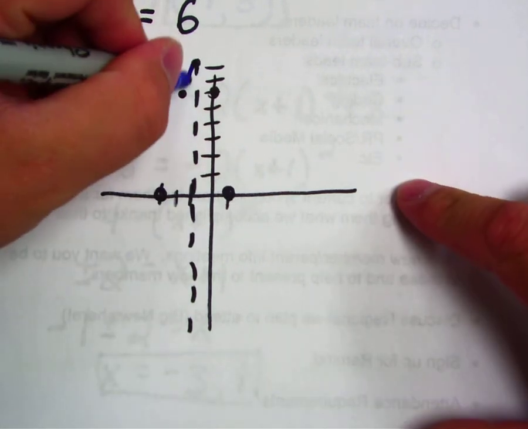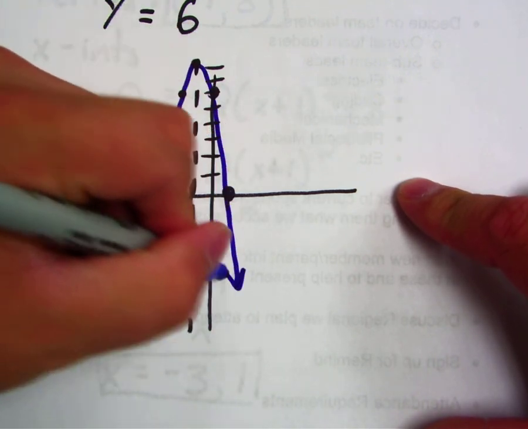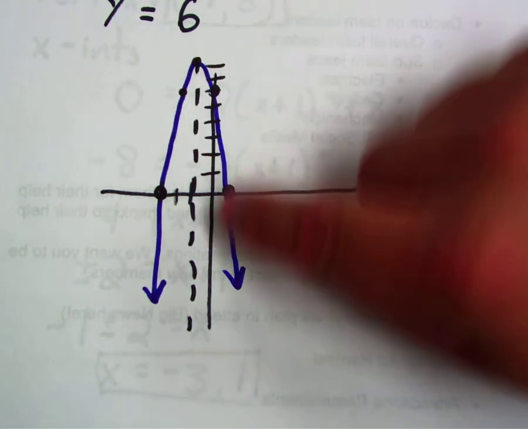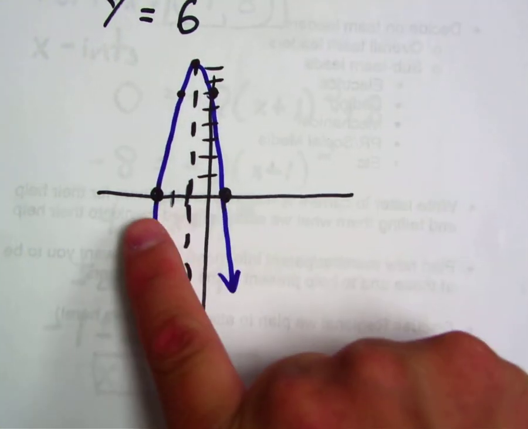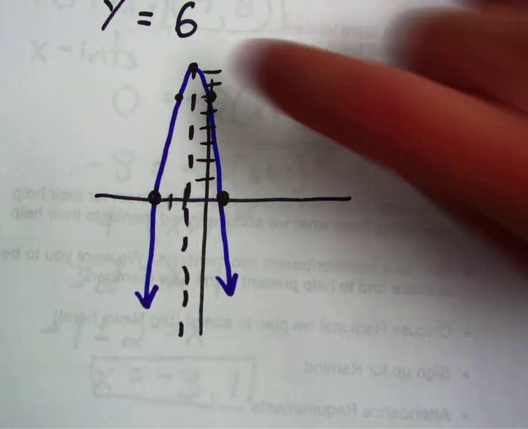From there I can tell what my graph looks like. It's going to be a parabola. It's fairly steep because it's got that coefficient of 2. It opens down because that 2 is negative. It's got a maximum value here of 8 at x equals negative 1. Intercepts at negative 3 and 1. And a y-intercept at 6.